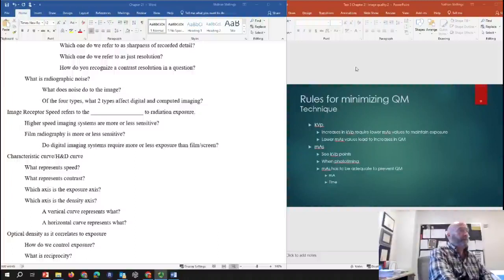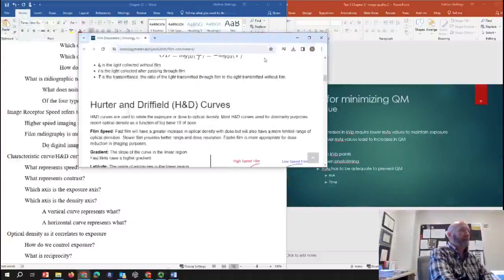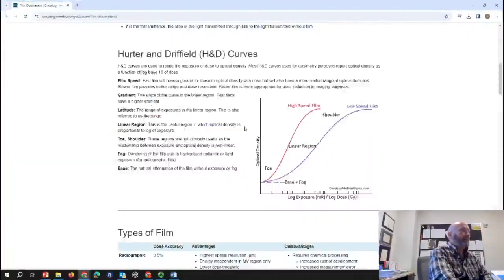The characteristic curve, the H&D curve that we've talked about in class, I'm going to bring this over and we'll take a look at that. Hurter and Driffield curve. Really the only way that this is still applicable is that if you could get into your imaging system and see the different algorithms, then they might have an H&D curve assigned to the different computer algorithms.